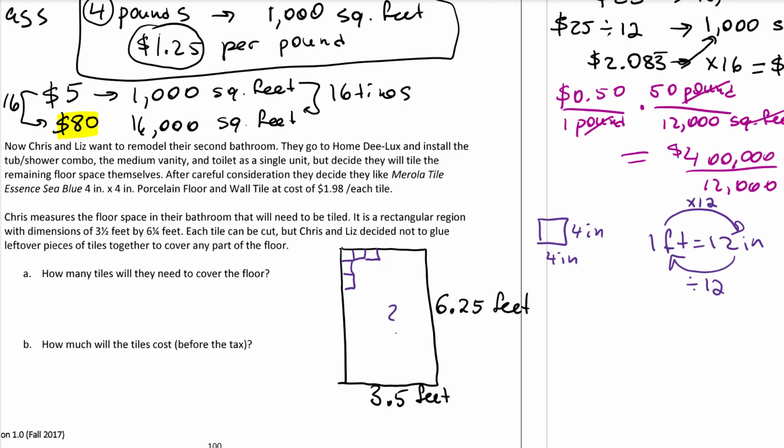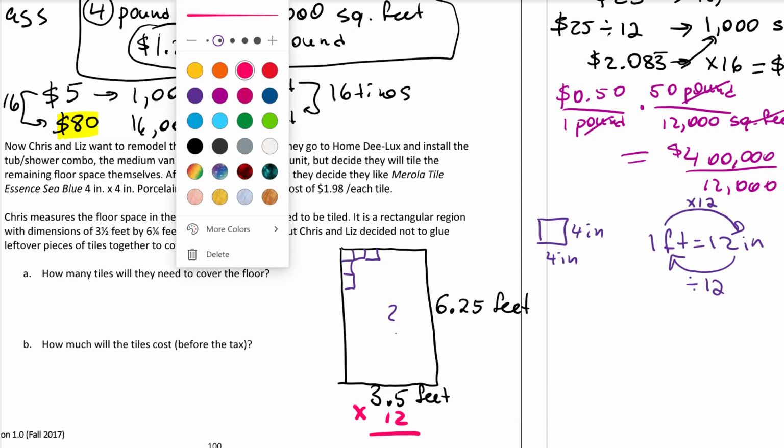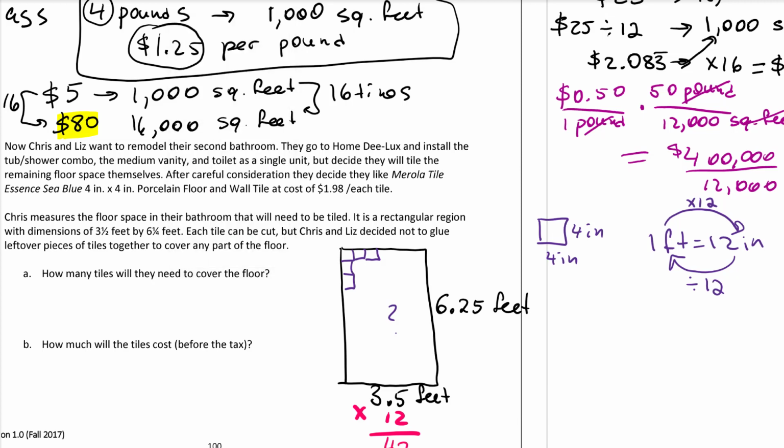Now it's easier to work with the units that are smaller. In other words, we can convert feet into inches. It's easier to multiply than to divide, so we convert feet into inches. Let me ask you, what would be 3.5 feet in inches? I'll give you a moment. If you multiply 3.5 by 12, that is 42 inches. And this one, 6.25 times 12, gives you 75 inches.